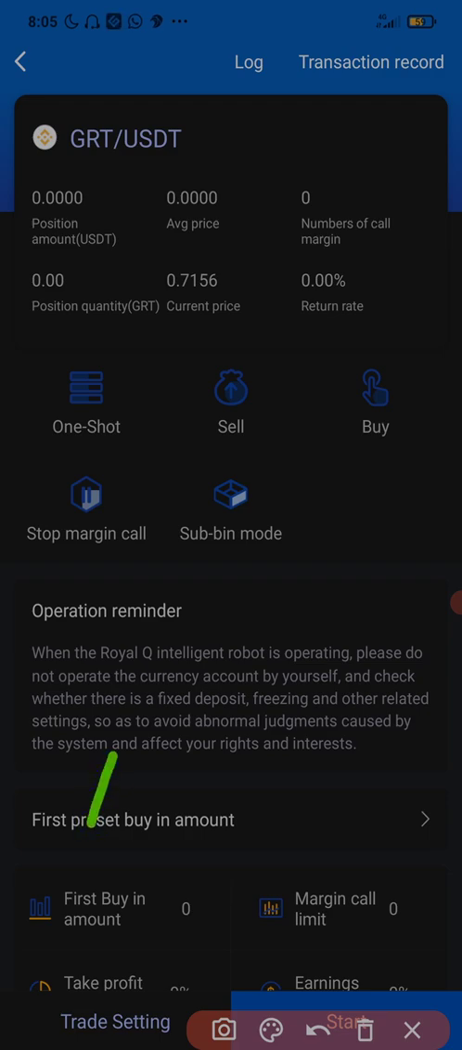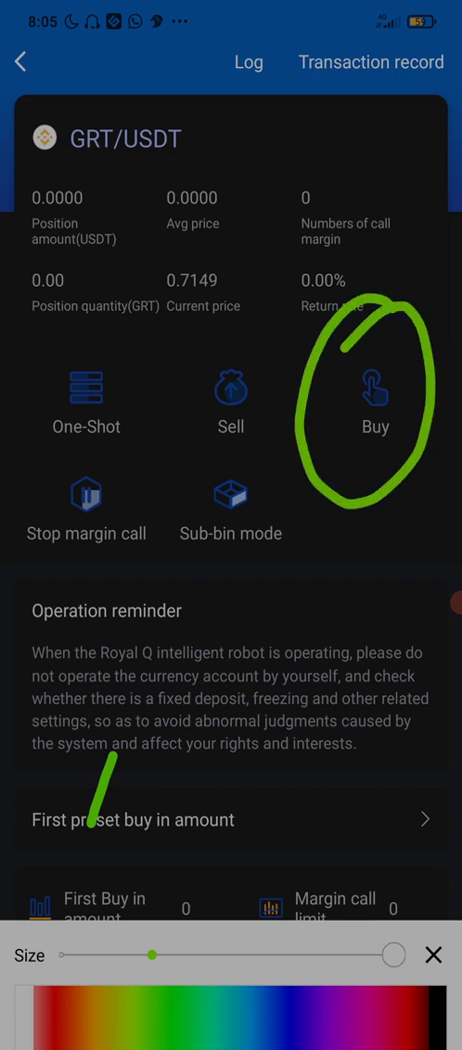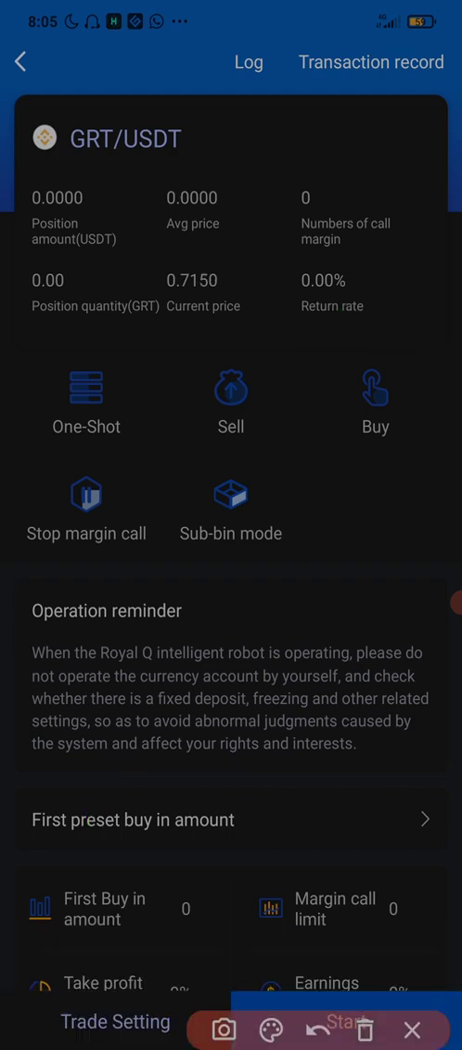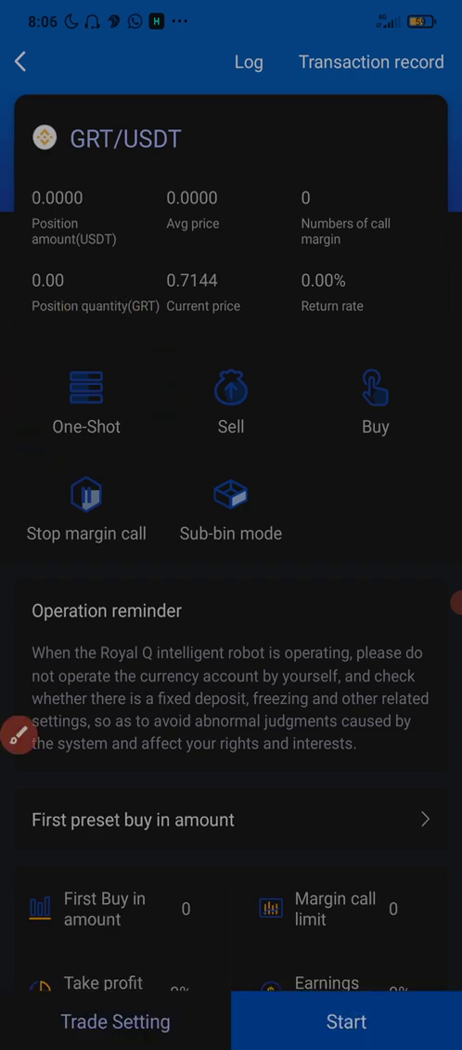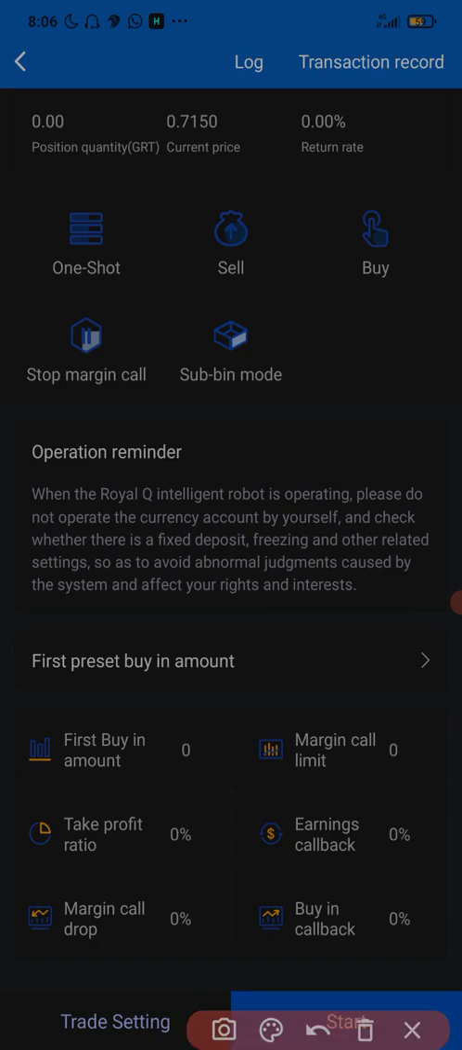So now we have the buy. You can decide to buy coins manually from your Binance account on this Royal Q bot. If I click on buy now, I'll be able to buy, that's after setting up the trade. Without setting up the trade, I can't use the buy and sell buttons, the stop margin, and the sub bin mode. So I need to set up a trade to use these functions. Also we can decide to change our trade to one shot or circle. Circle means you want the bot to keep buying and selling the coins and taking profit for you. Do you understand?